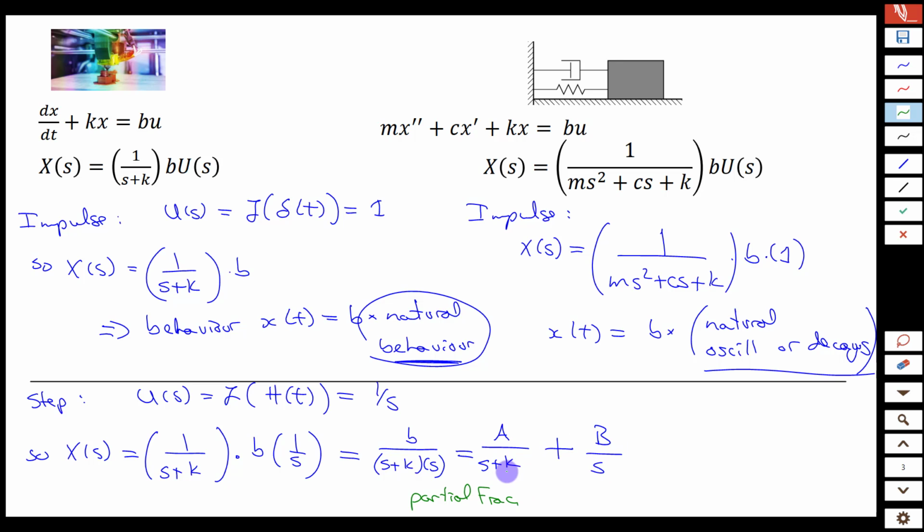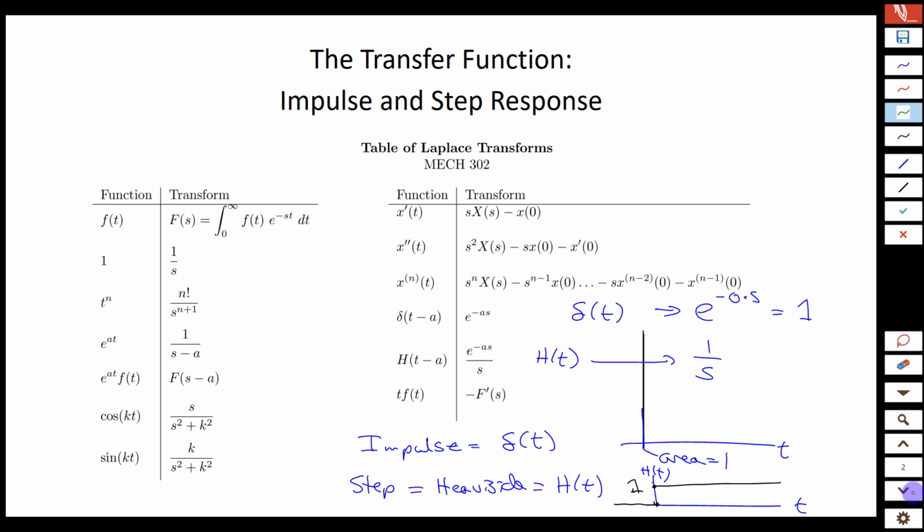Well, how does this help you? Well, this is the transform of the system behavior. And so in the time domain, your x of t is going to be equal to a sum of a times the e to the minus kt, plus b times, well, the transform of 1 over s, we just go back for a few steps here, 1 over s is the same as a constant.